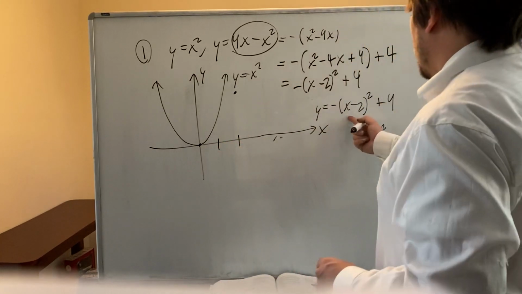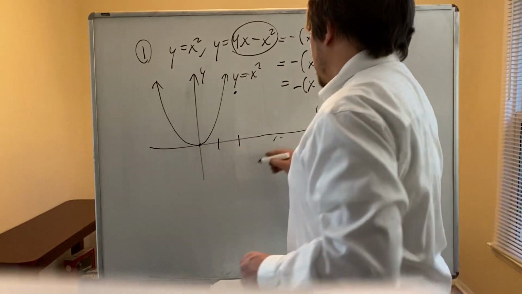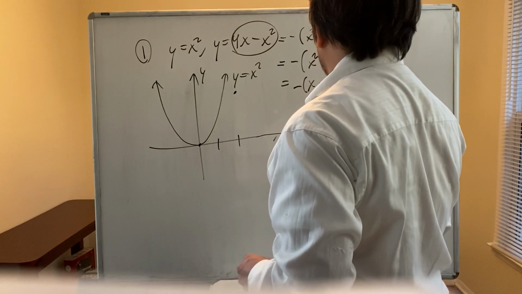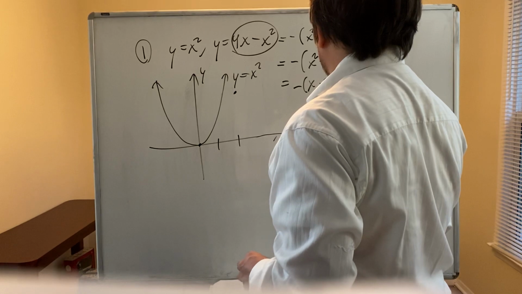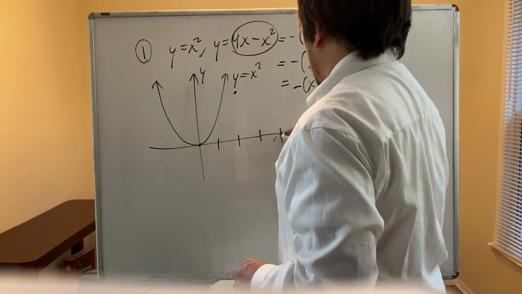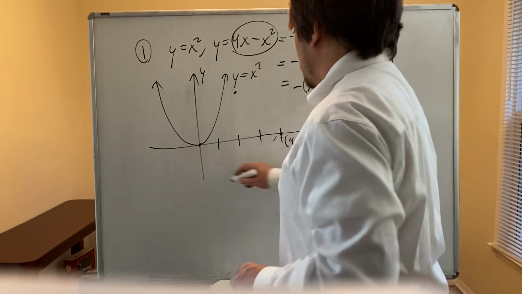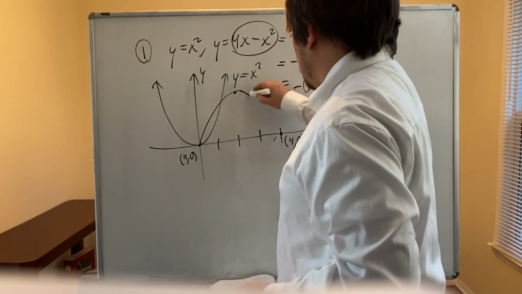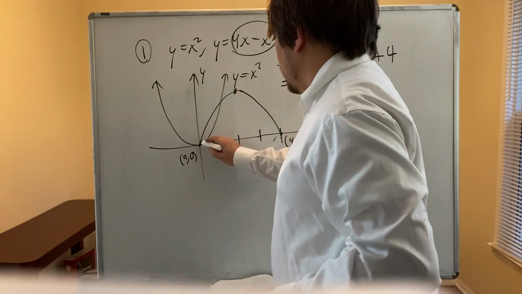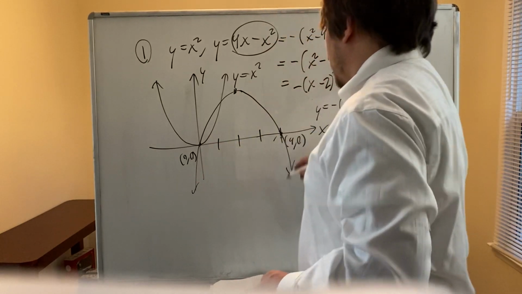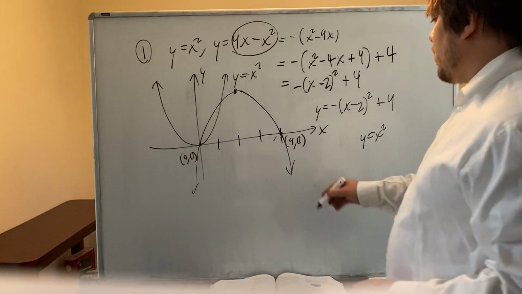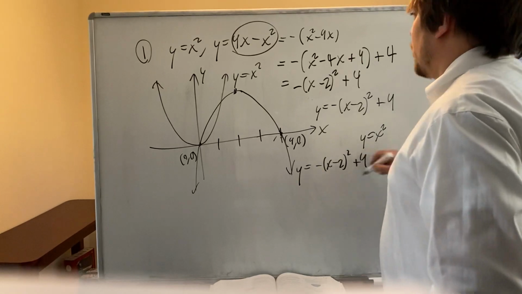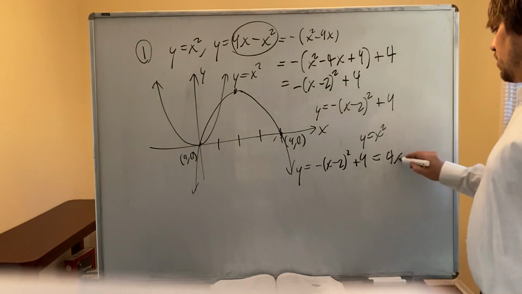You plug in x equals 0, you get negative 4 plus 4 is 0. And then also x equals 4, so this is the point 4 comma 0, and this is the origin. So this graph starts up here, and it just looks like that. Okay, so this is the graph of y equals the negative of x minus 2 squared plus 4, which is the same as 4x minus x squared.